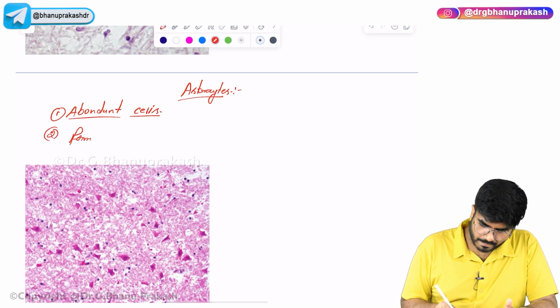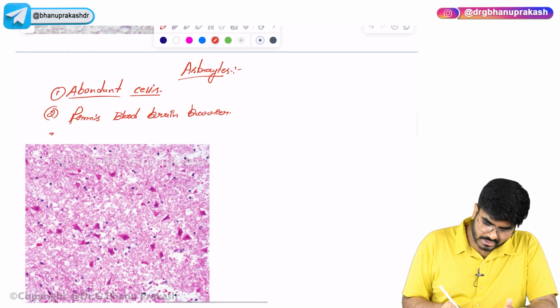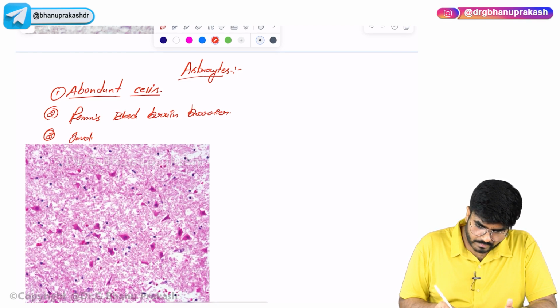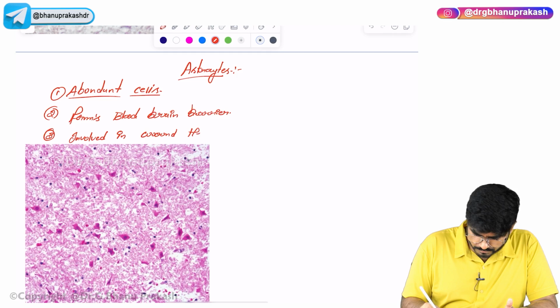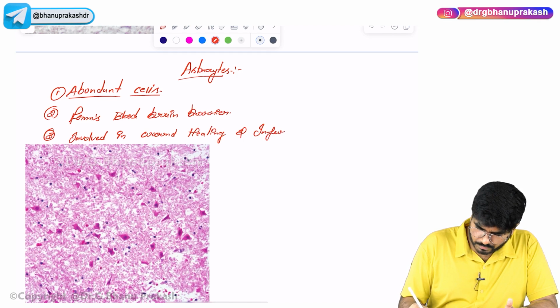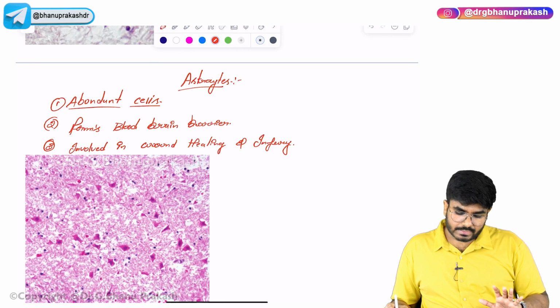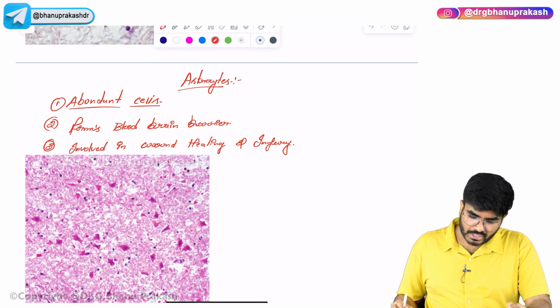Forms blood-brain barrier. And astrocytes are also involved in wound healing and injury. So astrocytes are the abundant cells, they form the blood-brain barrier and they are involved in wound healing and injury. So done. These are the 3 important points which I want you to know regarding the astrocytes.